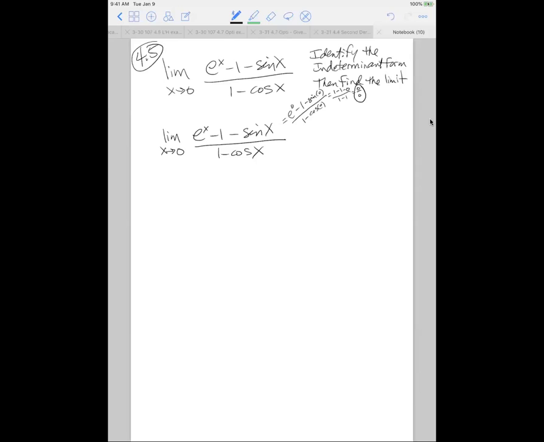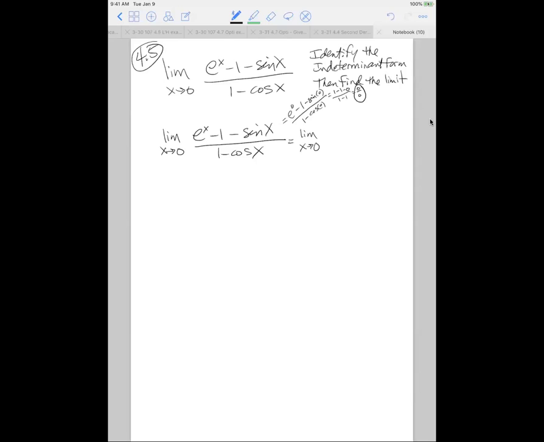Now that I've determined that it's a 0 over 0 indeterminate form, let's use L'Hopital's rule, which says that the limit of the original function is equal to the limit of the derivative of the numerator over the derivative of the denominator. The limit needs to be there. The lim needs to go with it. Then take the derivative of the top and the derivative of the bottom.